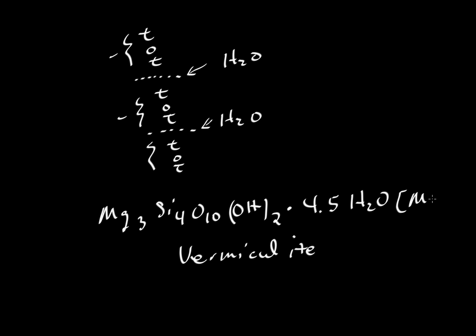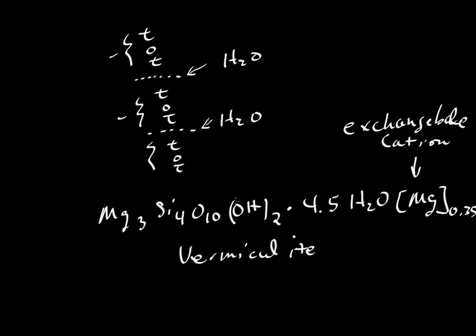Sometimes you'll also see in the formula of vermiculite, let's say, magnesium with some fractional subscript, 0.35. These would be exchangeable cations. These are cations that are not fitting into the octahedral site. So these magnesiums here are in six-fold coordination. These are not. These magnesiums here are fitting in with the water molecules, and they can be pulled in or out of the structure.